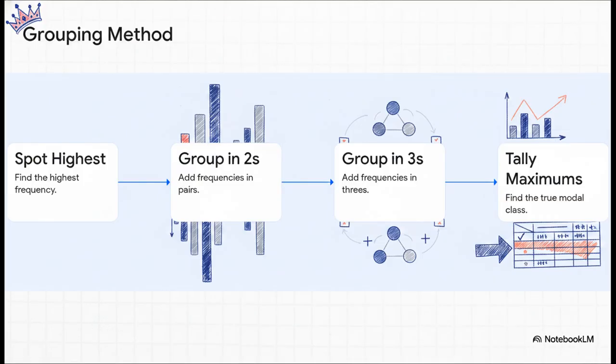Or what if the highest frequency is surrounded by a bunch of other really high numbers? Well, that's when you have to deploy a more advanced tactic called the grouping method. It's kind of the boss level of finding the mode. Instead of just looking for the biggest number, you actually group your frequencies in pairs and add them up. Then you group them in threes and add those up. Finally, you build an analysis table to tally up which class interval won the most groups. It's a foolproof way to reveal the true modal class when the surface-level data is trying to trick you.